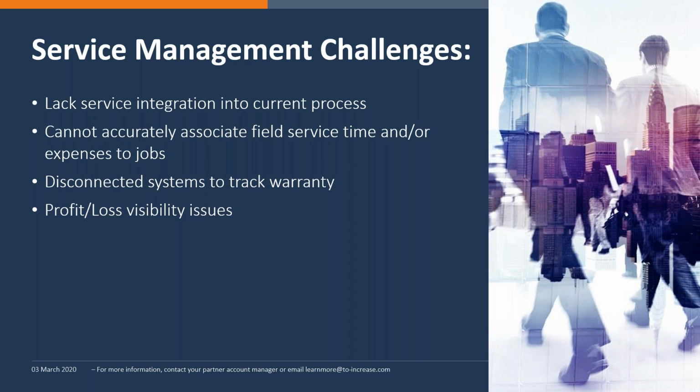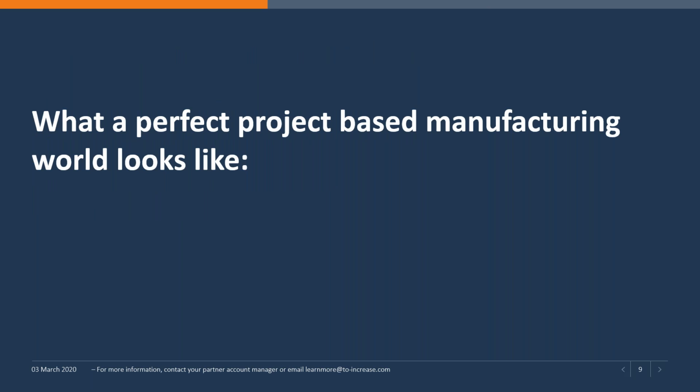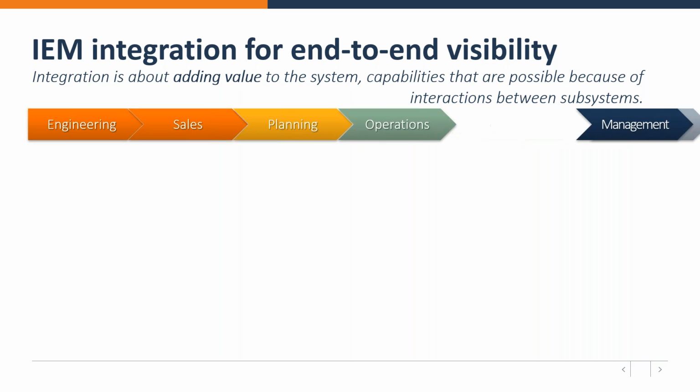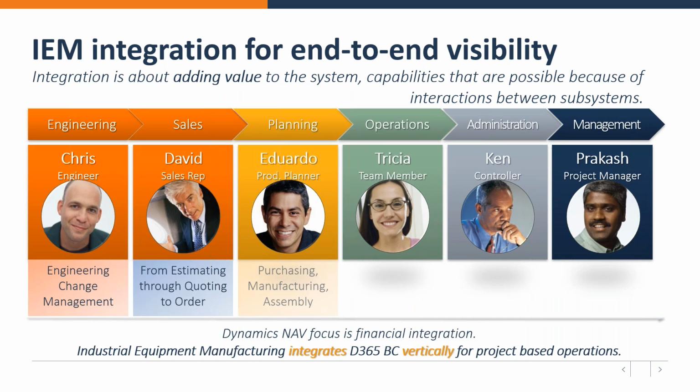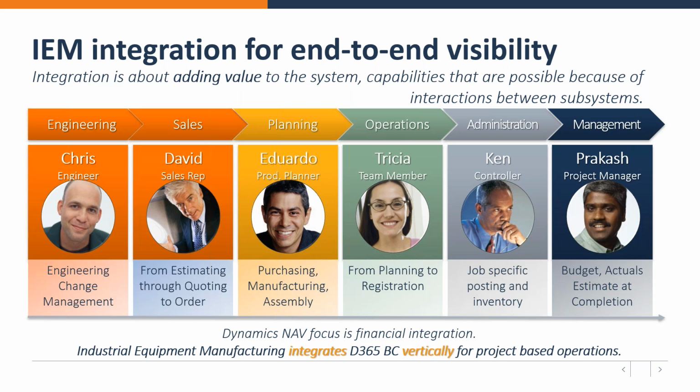That brings us to the end of reviewing the challenges that I normally see in a project manufacturer. And now I want to refocus our attention to what a perfect project-based manufacturing world looks like. In a perfect project manufacturing world, it looks like this, where you have all of our team members from our various different departments all interacting with each other under one software solution and seeing the information they need to continue moving those projects forward profitably.